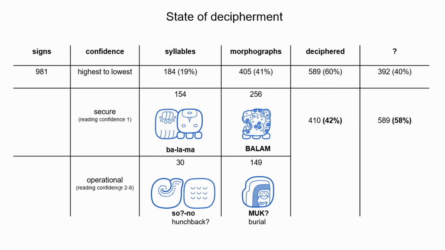For example, here the word Balam, these glyphs are all readable. The word for hunchback is saw, but the syllable saw is not well attested for the decipherment. And we know this is representing a building with a skull inside. It must mean burial, but we don't know if this is the correct reading.